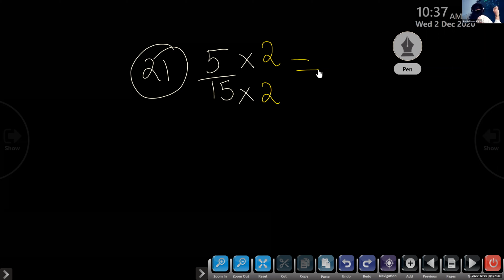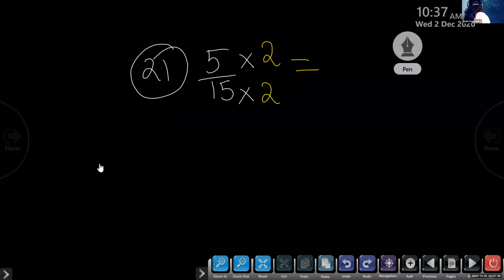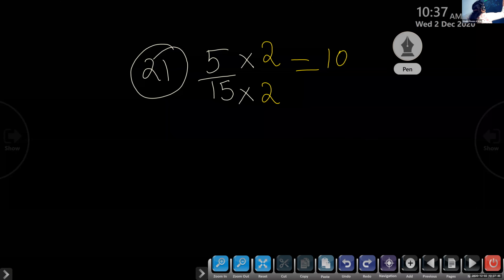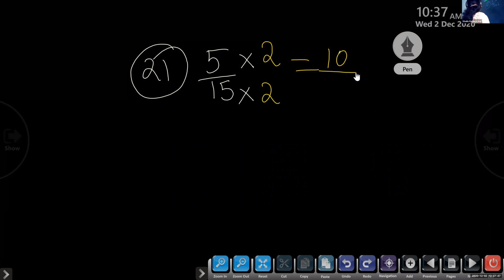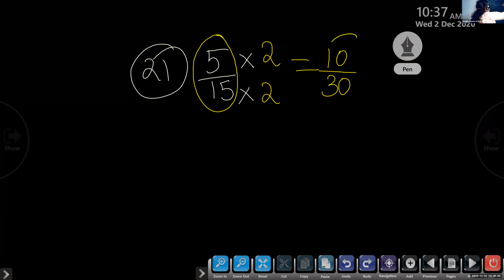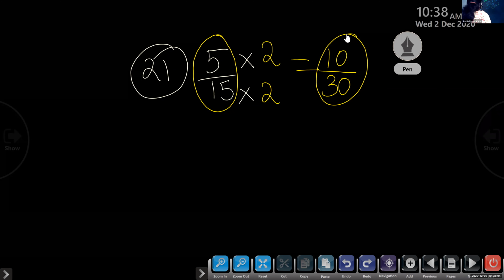Yes, Varada, can you tell me the answer? 5 into 2. What is 5 into 2? 10. Okay, very good. What about 15 times 2? 30. Very good, 30. So children, this fraction 5 by 15 and 10 by 30, they are equivalent. So what we have done here, we multiply. By which number? 2. Okay, so we can write here.